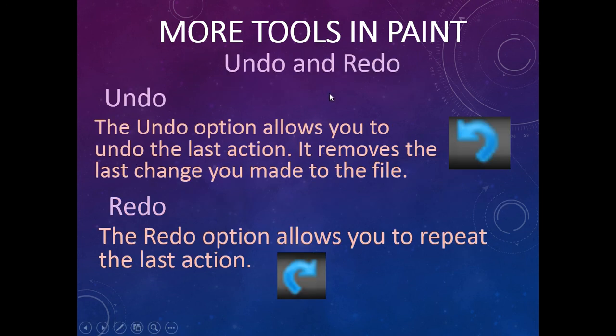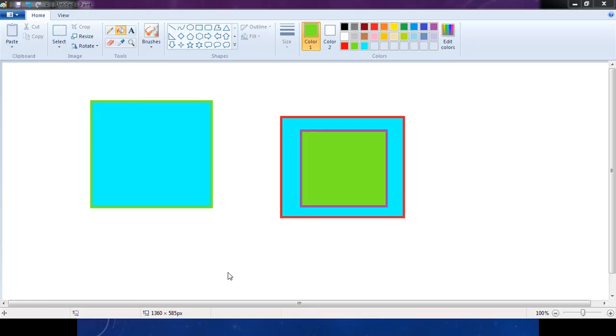The last topic is undo and redo. This undo option allows you to undo the last action, to go one step back. So it removes the last change you made to the file. Whichever changes you have made in the drawing, it will remove the last one. And the redo option allows you to repeat the last action. So when you have undone your last action, you can redo it if you want to cancel your undo action. So we'll do it practically.